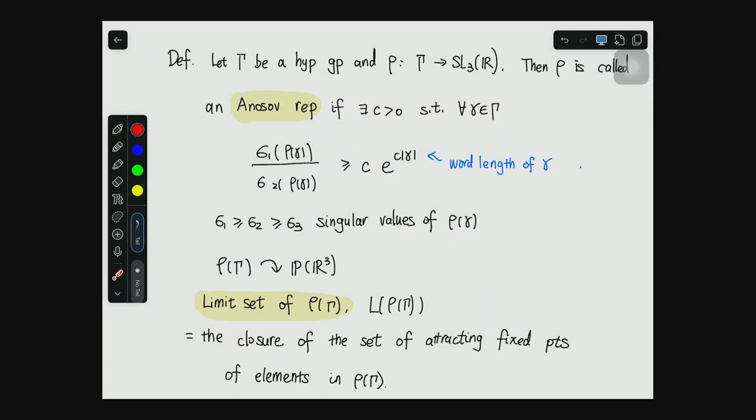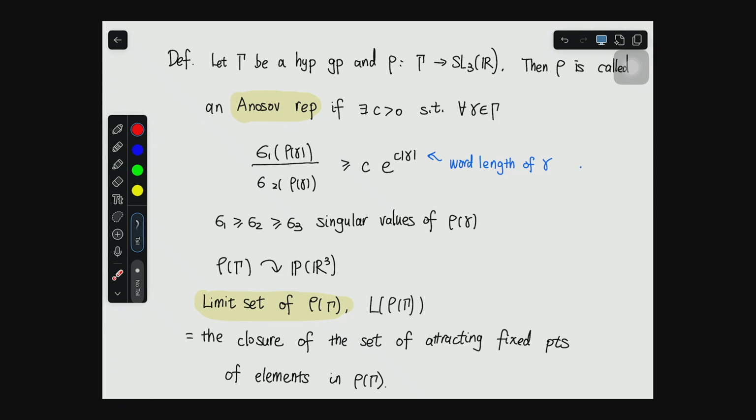So we let gamma be a hyperbolic group. For example, if you are not familiar with it, you can just take gamma to be the fundamental group of a closed surface of genus greater or equal than 2. Now I have a representation, say gamma to SL3R. The representation is called an Anosov representation if we can find some constant C such that for any element in the group, the ratio between the first singular value and the second singular value grows exponentially with respect to the word length.